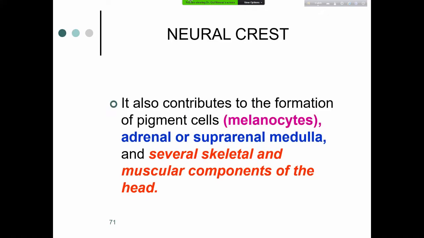And also they form the pigment of our skin, melanocytes, adrenal or suprarenal medulla, and several skeletal and muscular components of the head region. They mix with mesenchyme, then they form several skeletal and muscular components of our head region. So they form the melanocytes, suprarenal medulla, and several skeletal and muscular components of our head region.